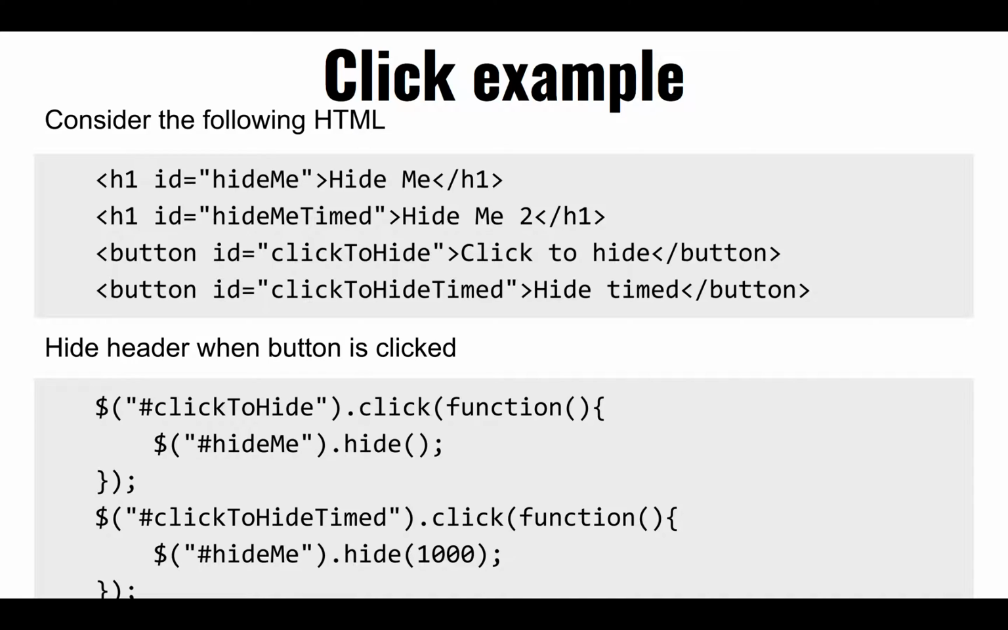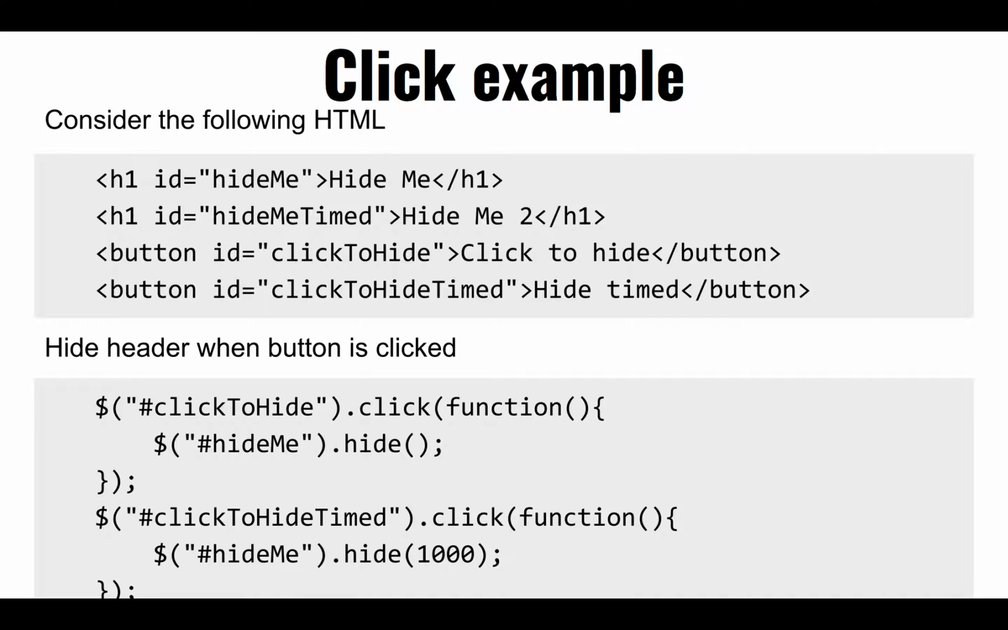And here's the implementation. I'm grabbing the button called click to hide. There it is, click to hide. I'm grabbing it and binding a click function. I'm binding an event handler so that if somebody clicks on it, it'll call this function inside. And what will the function do? It'll grab the hideMe, which is this first one, and then say .hide, and it'll just hide it from view. Pretty simple. Everybody okay?